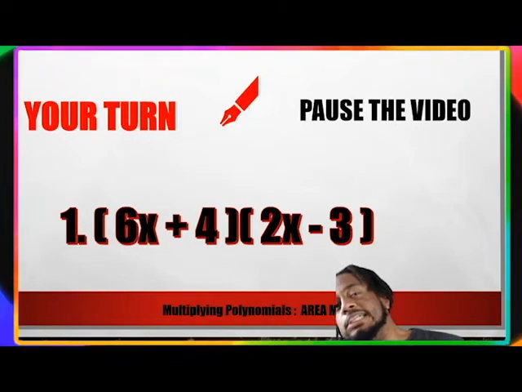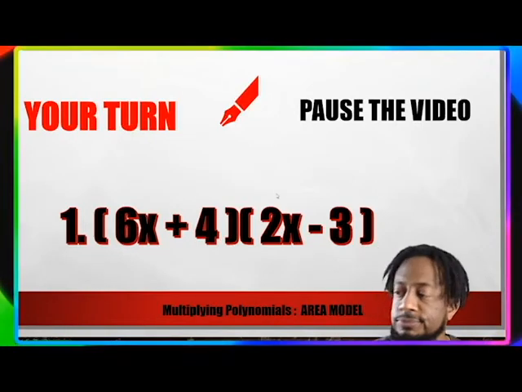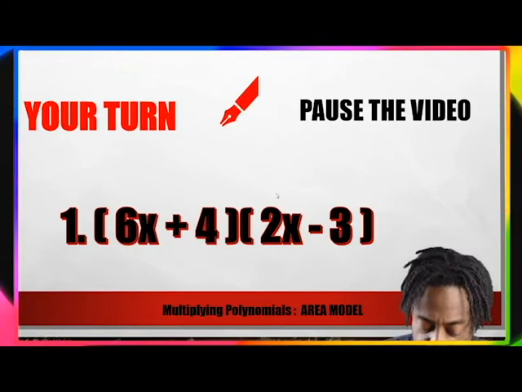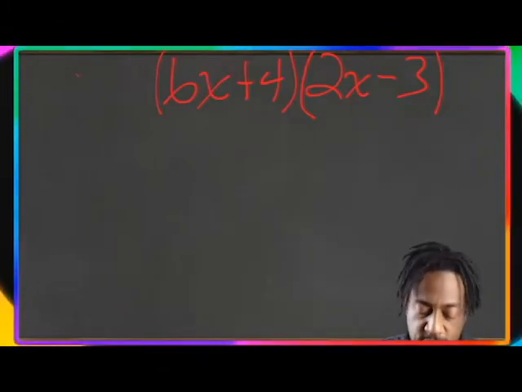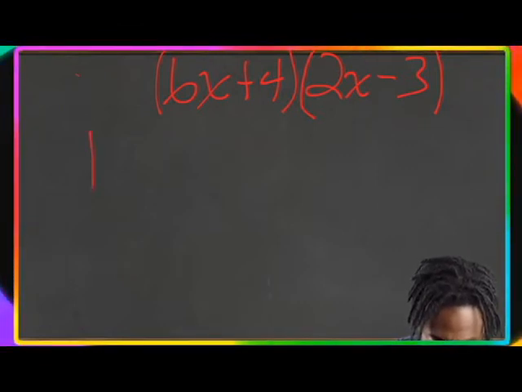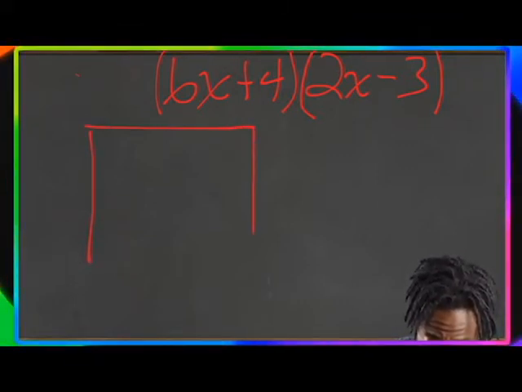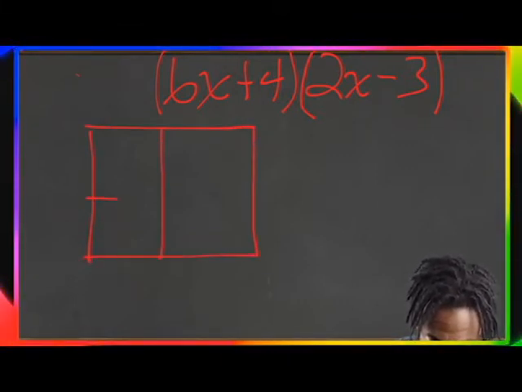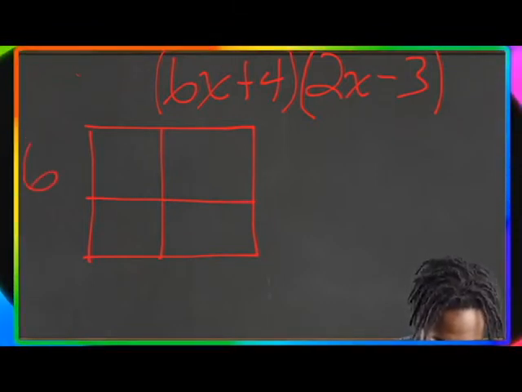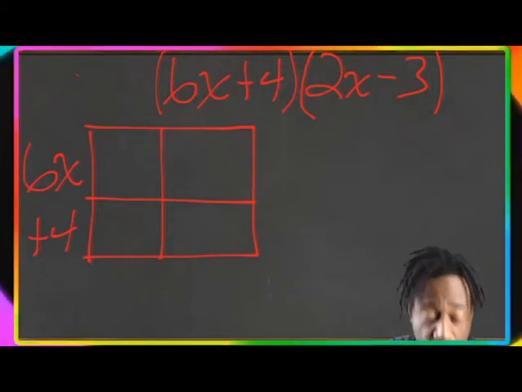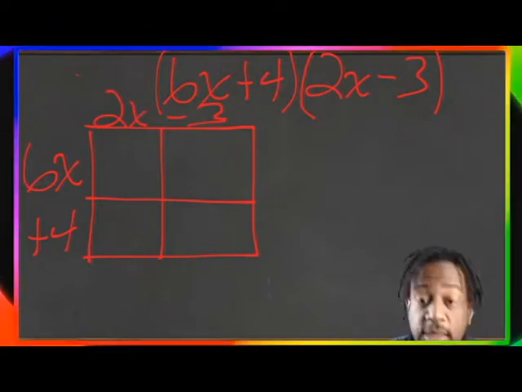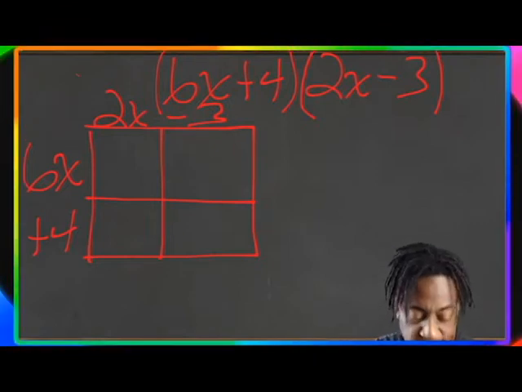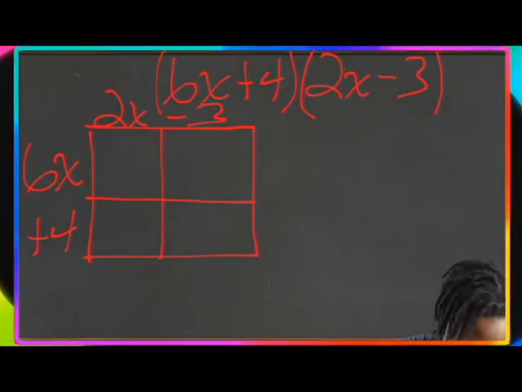All right, how did you do? I think you did good. Let's take a look. We got x. We got 6x plus 4, 2x minus 3. It's a 2 by 2 still. We're still on 2 by 2. I don't think I made enough room for the top. 6x plus 4, sign in front of the number. And we got 2x minus 3. Is that good enough? Yes, that's good enough.